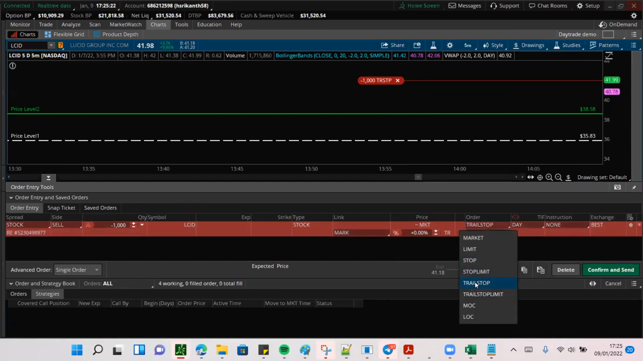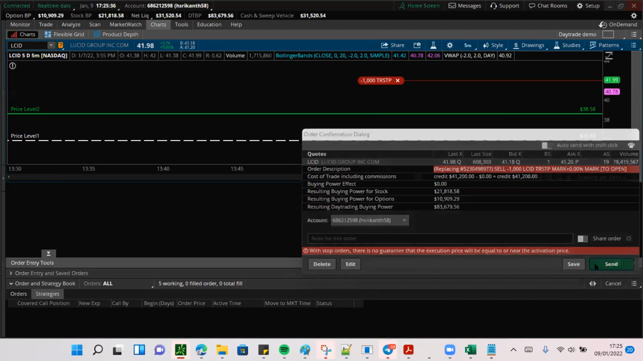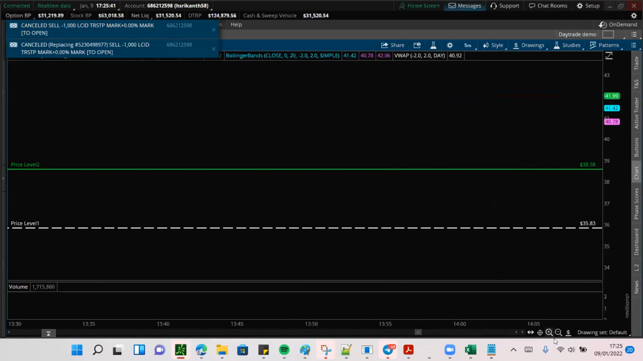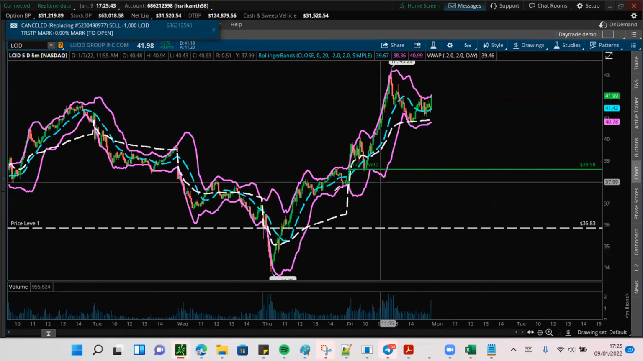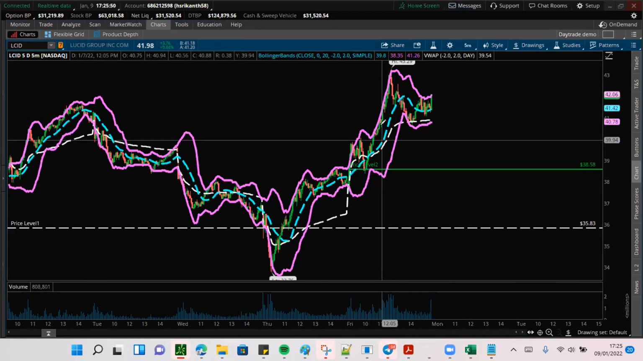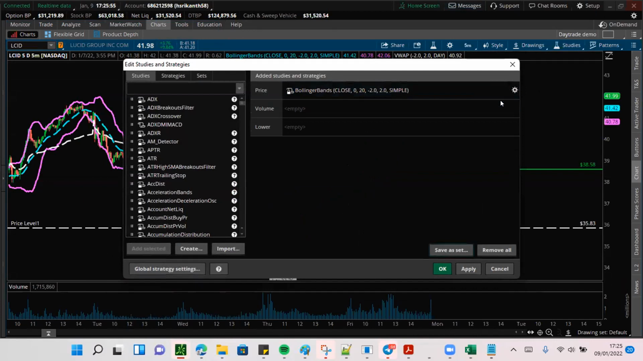So what did I do? I selected a trail stop order, and I selected 4% as my trail stop. You can just play with the trail stop order. What happens is, if the stock keeps going up, your stop loss order will also keep going up, right? So that is your trail stop order. The system will automatically adjust your stop loss.